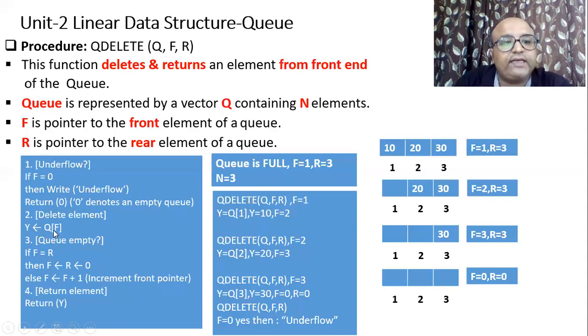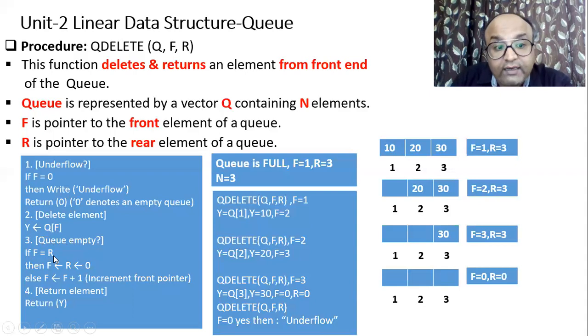We'll delete an element. Y equal to Q of 3. At Q of 3, if you observe, we have the element 30. So 30 will be assigned to Y. Now check it out. This was the last element of the Q. Now Y equal to Q of F. Then we'll move to step number 3.